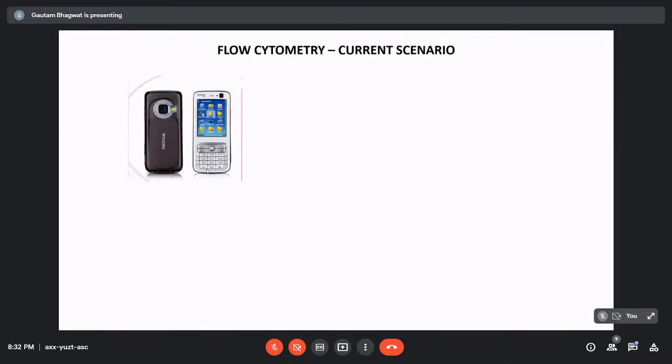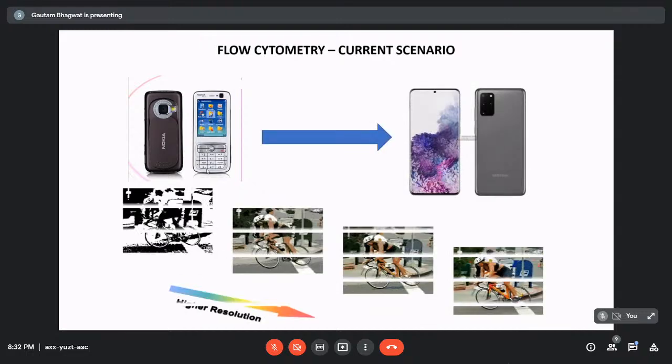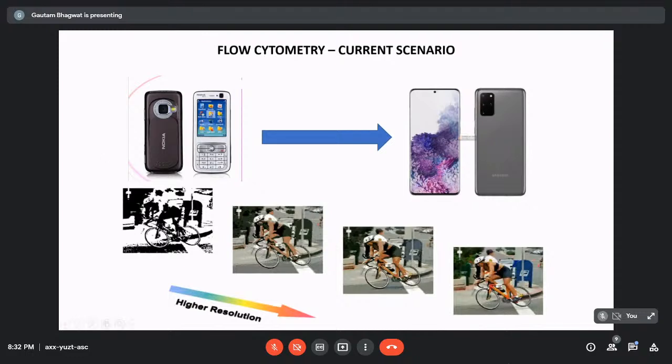What is the current scenario in flow cytometry? You may remember the Nokia phones we had around 10-12 years ago. We have progressed to better phones. Why? Because we wanted higher resolution. And the same is the scenario with our flow cytometers.